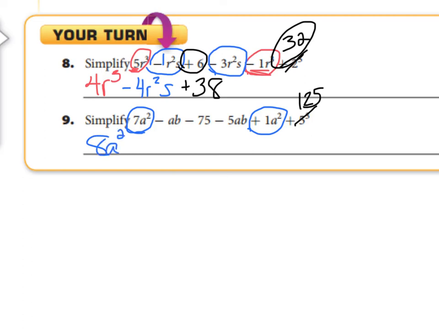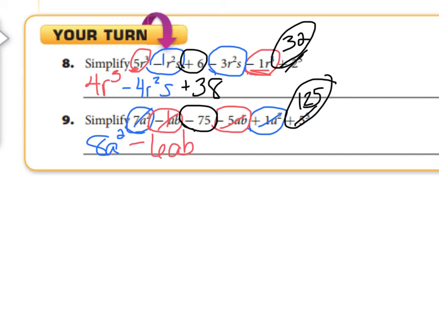Check your exponents, make sure you didn't change them. If it helped you out, you could also cross them out so you don't try to use them again. Then I have a negative ab, or negative 1ab, and a negative 5ab, so that's negative 6ab. And again, you could cross them out if that helped you out. And then I have just a number. I have a minus 75 and a plus 125. That should have given you plus 50. And now we have no more like terms, so this is my final answer.